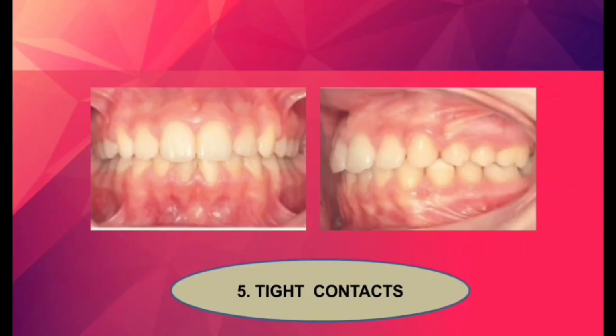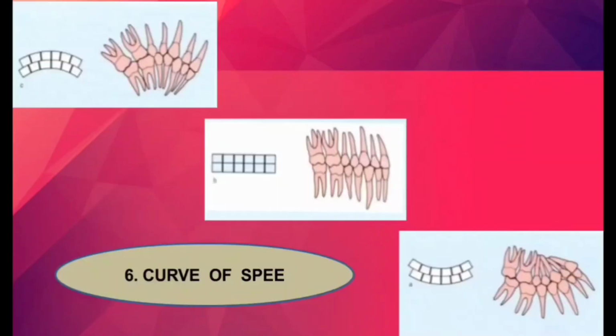Now coming to the fifth key, that is tight contacts. Contact points should be tight with no spaces. And the last key, that is curve of Spee. The depth of curve of Spee ranges from flat to slight concave, that is 0 to 2.5 mm. A flat plane should be a treatment goal. So, achieving the final desired occlusion is the purpose of the 6 keys to normal occlusion.